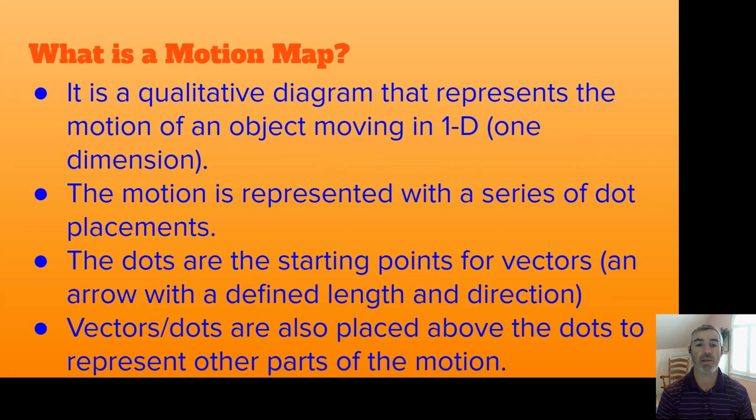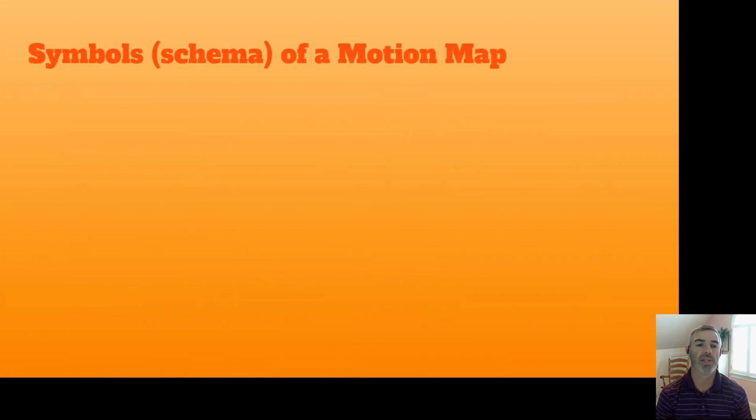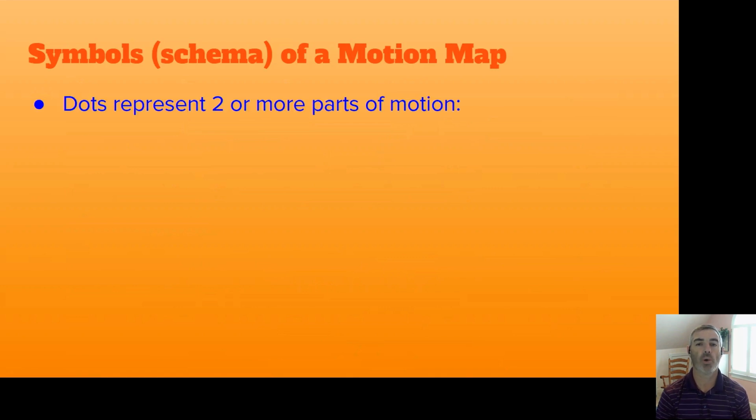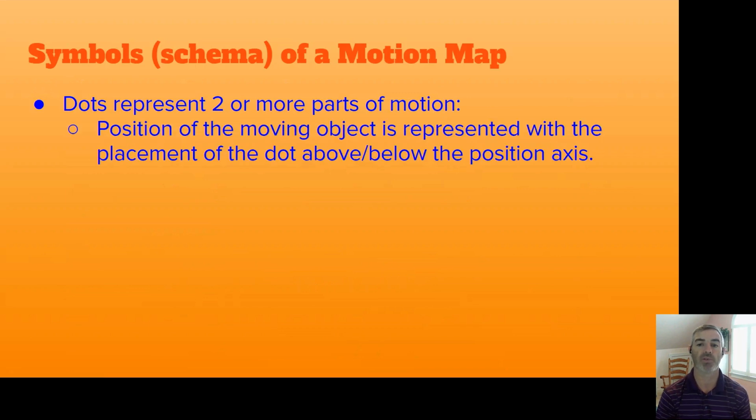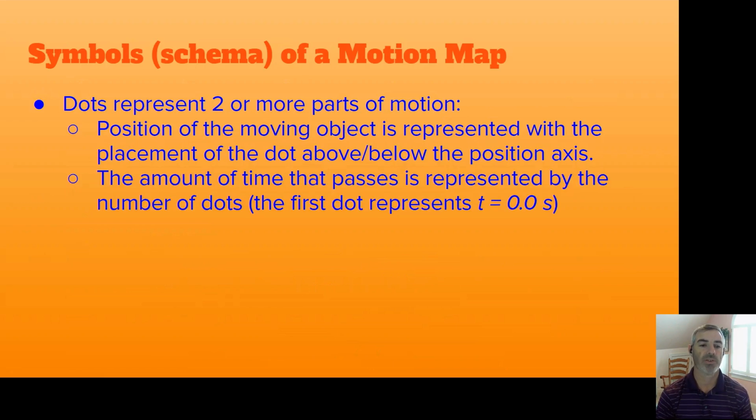So the symbols are the schema on a motion map. The dots represent two or more parts of motion, but the main two parts of motion that they represent is the positioning of the moving object. It's where the dot is placed above the position axis for the motion map. And so the dots also represent an increment of time that passes.